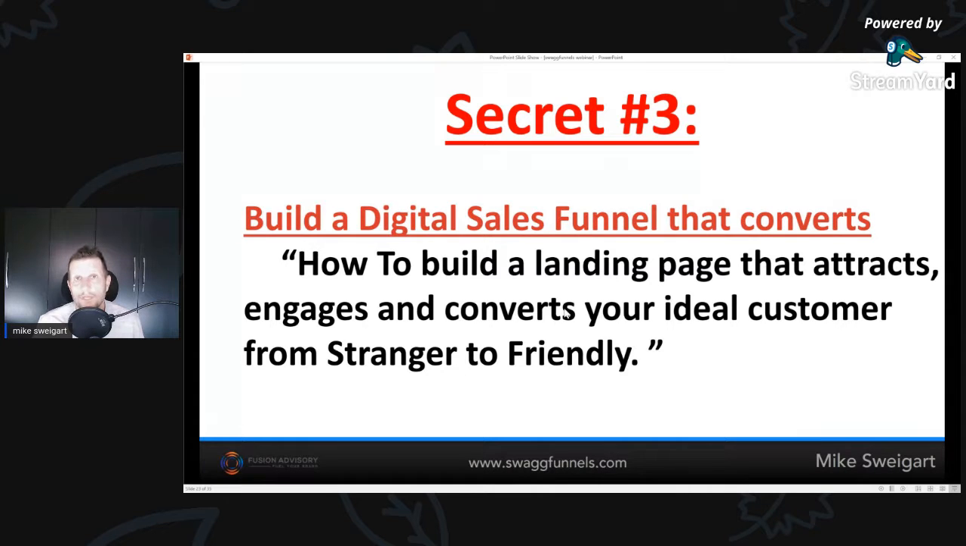So the whole concept is to get them from a stranger, somebody who has no idea who you are, to friendly, someone who's open to understanding your value proposition.